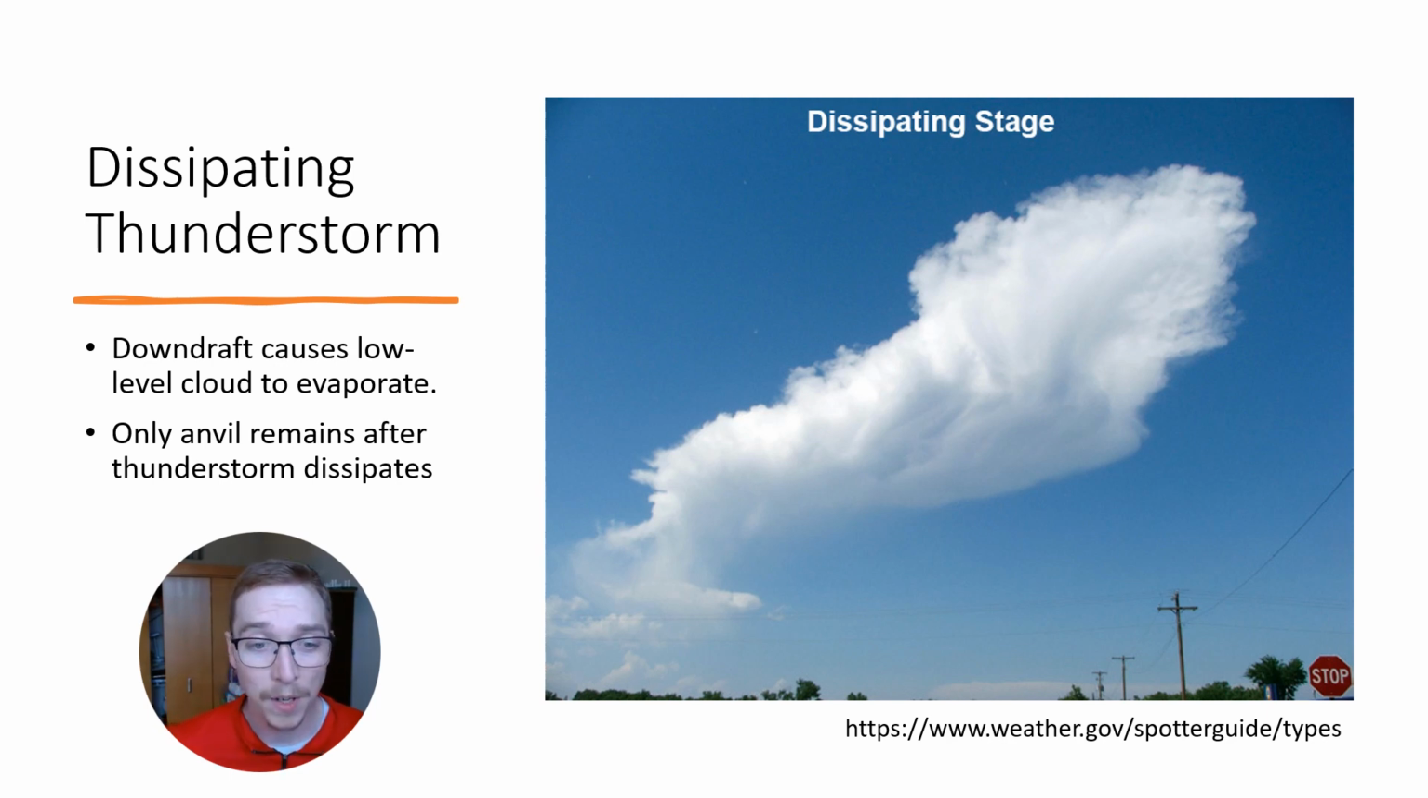And then at some point, as I said, that downdraft causes your lower level clouds to evaporate. Only the anvil remains after that dissipation, and you're kind of left with a decaying storm system. And we see that in this image off on the right here.